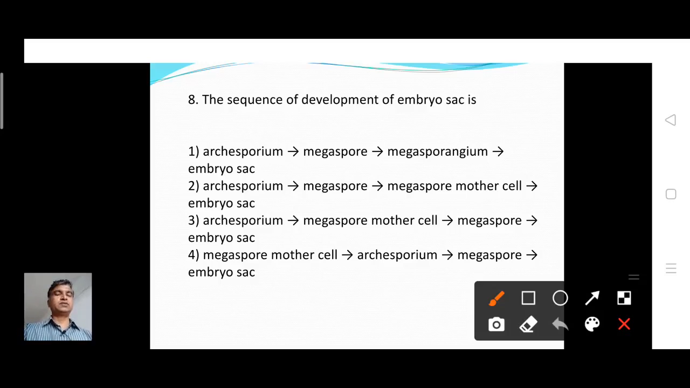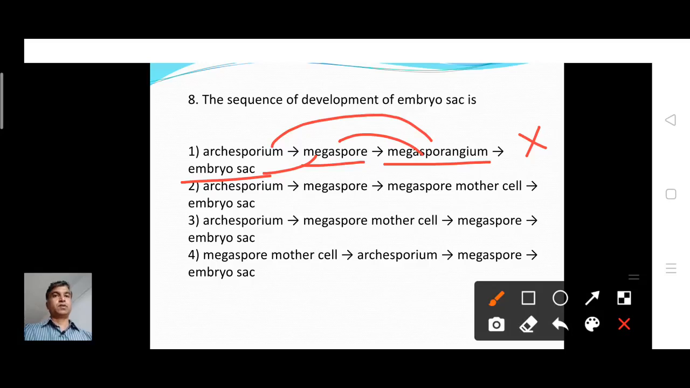Just 3-4 questions back we have seen the embryo sac development, how meiosis and mitosis occur. So now try to find out what the sequence is. Archisporium, megaspore, megasporangium, embryo sac. No. Archisporium, megasporangium, then megaspore, then embryo sac. This order is wrong.